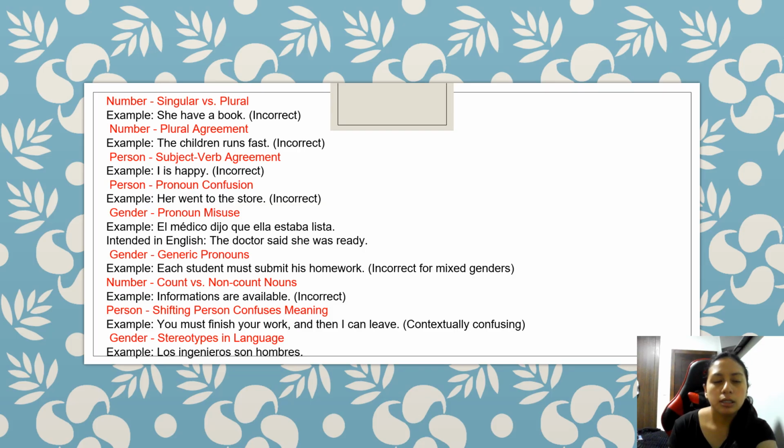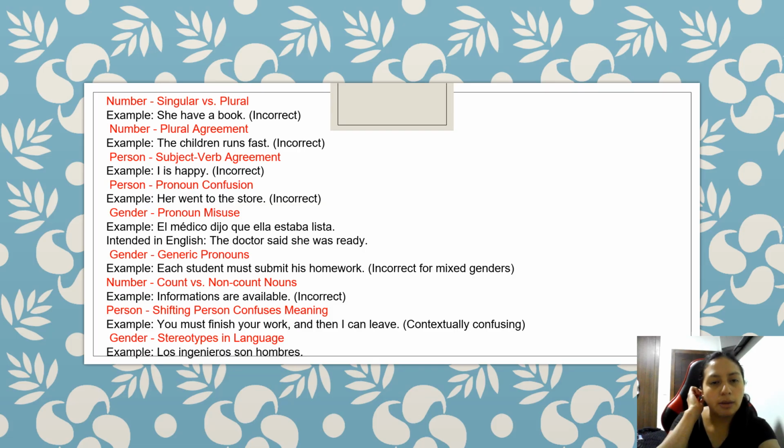The second example is a number, plural agreement. For example, "the children runs fast." This is incorrect. The correct is "the children run fast." A plural subject needs plural verbs for clear communication.